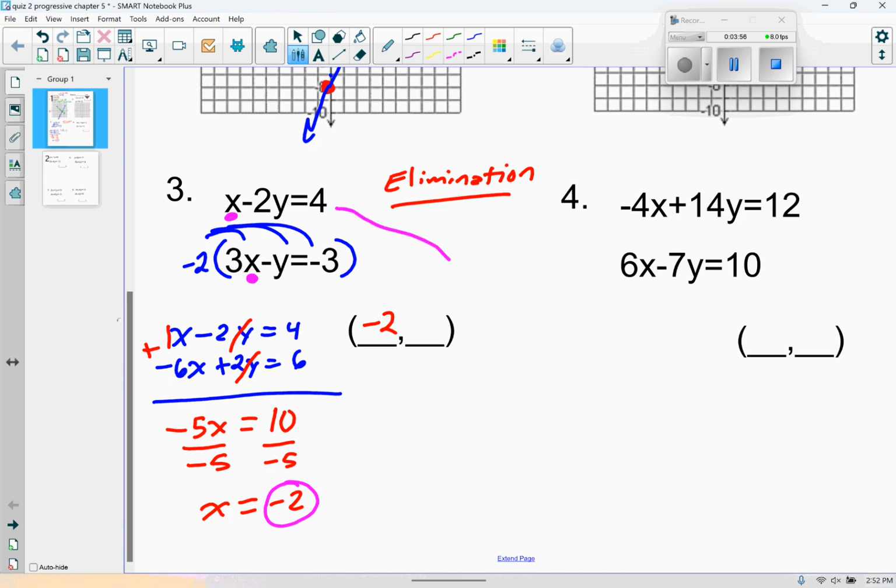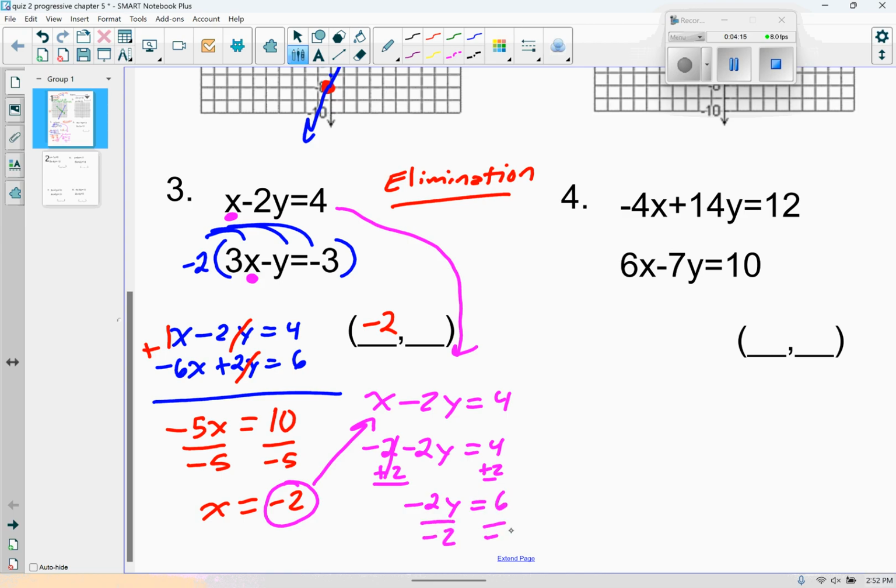I'm going to choose the top equation. So I'm going to plug this right there into that x. Add 2 to both sides. Those cancel. Divide each side by -2. Those cancel. So y equals 6 divided by -2, which is -3. So that's the answer to number 3.